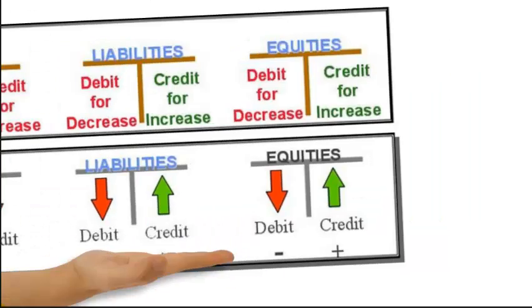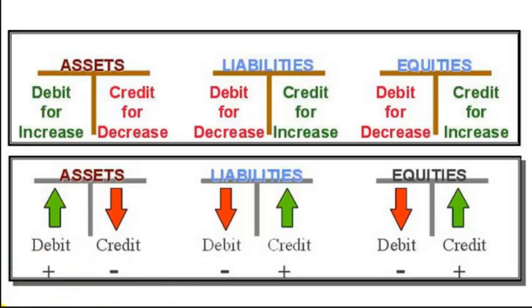Now here's another way of looking at the same information. So if we have an asset and it goes up we put it on the debit side, if it goes down it goes on the credit side. For liabilities and owner's equity, as you can see here, we debit this time for decrease, we credit for an increase, and you can see the arrows there. Pause it if you need to and have another look at that.